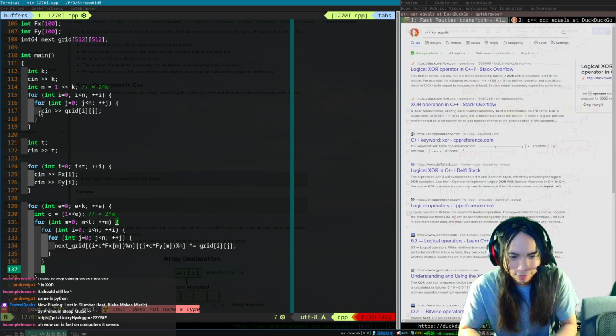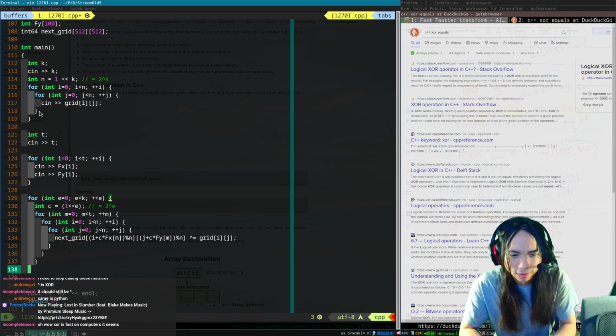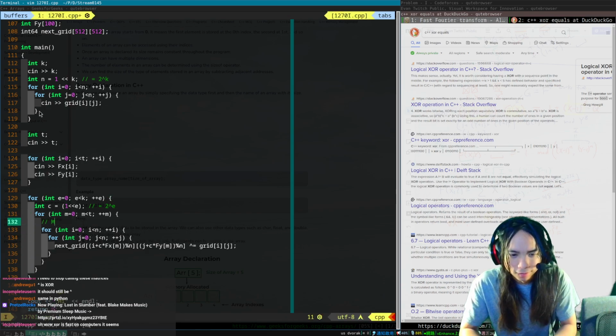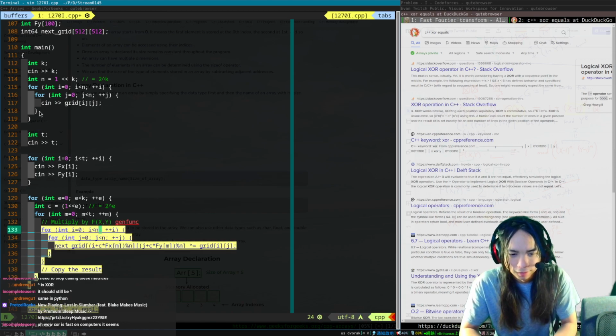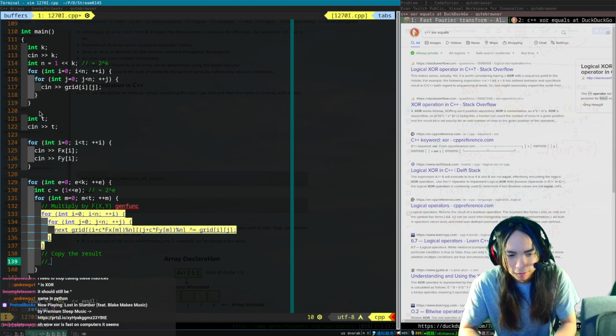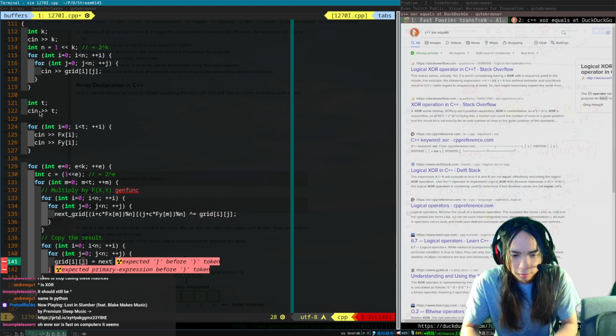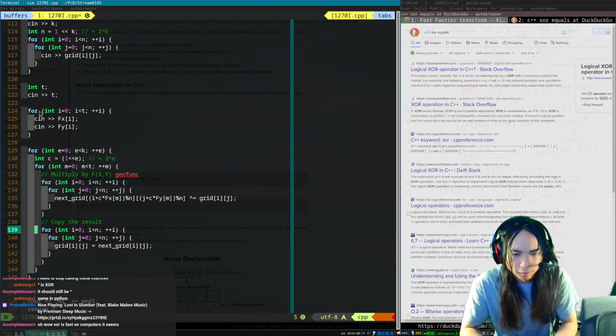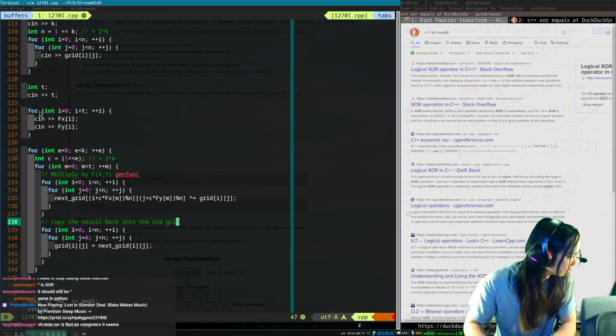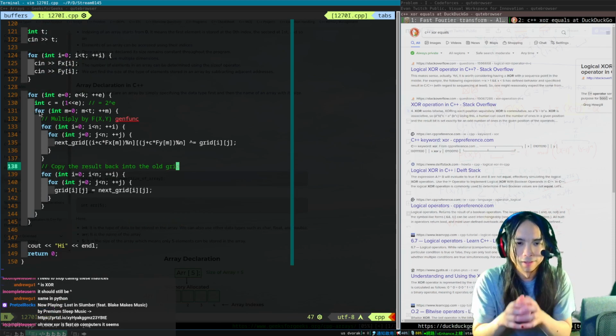Okay, so I think this is supposed to be multiplication by... Okay, multiply by f of x, y, polygen func. And then copy the result to the old grid. Back into the old grid. Okay, so this is the multiplication.